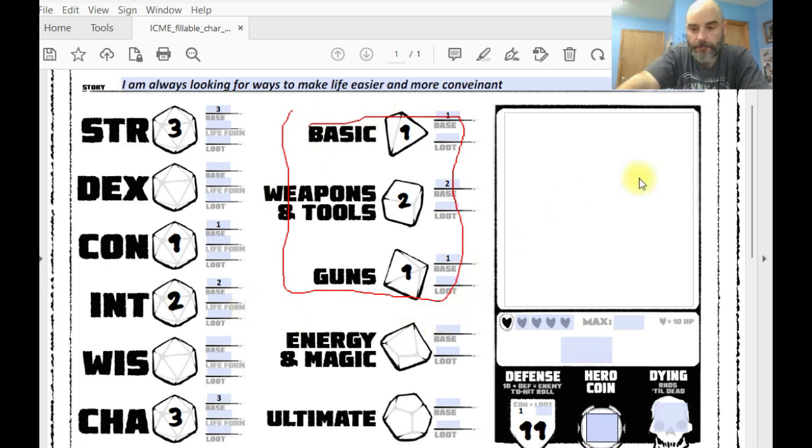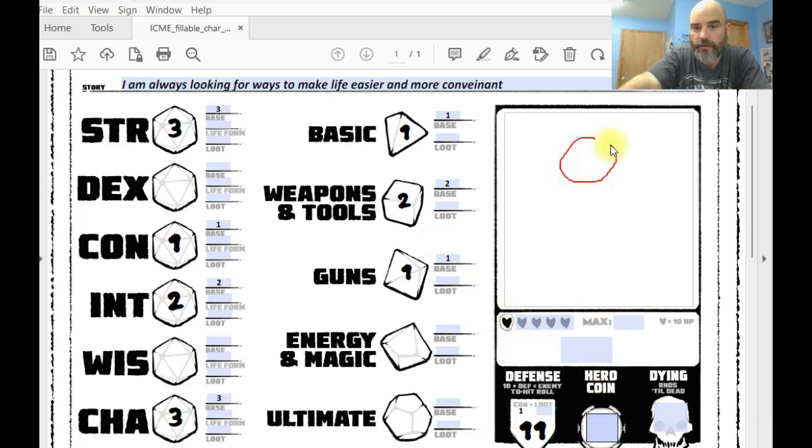So that's it. Again, you can draw a character here if you want to. A lot of times people draw during the game. You can draw little maps. A flower. Cool.